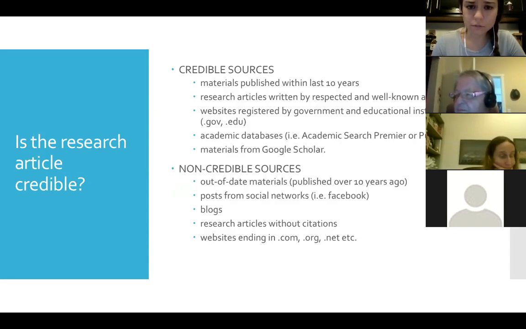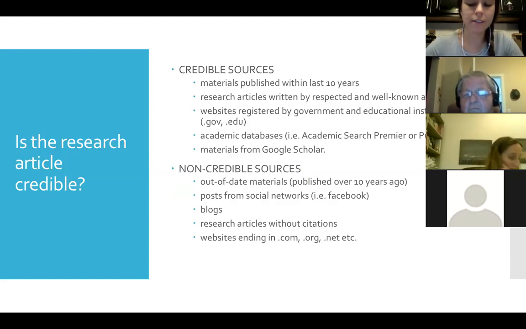Other credible sources include articles that were written by respected and well-known authors. For those of you that have been in the research world for a while, you'll start to pick up on oncologists, researchers, and clinicians that are well respected in the community, and you'll recognize their names and be able to tell right away if it's a credible source. And then websites that are registered by government or educational institutions, so .gov and .edu, are very credible, as well as Academic Search Premier and PubMed, those academic databases like we just saw. And materials from Google Scholar are credible as well.